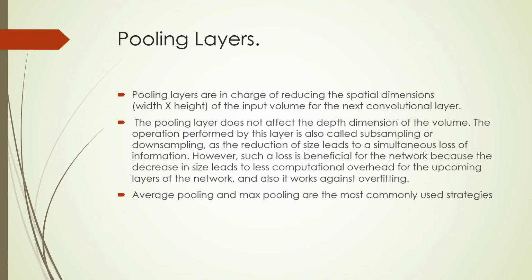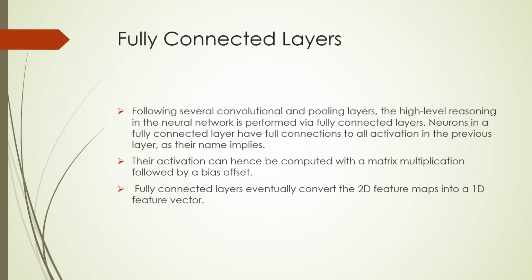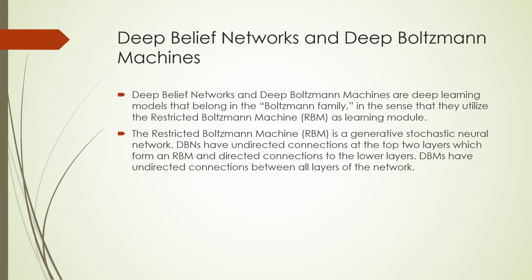Average pooling and max pooling are the most commonly used pooling layers. Following several convolution and pooling layers, the high-level reasoning in the neural network is performed via fully connected layers. Neurons in a fully connected layer have full connections to all activations in the previous layer, as the name implies. Their activation can hence be computed with a matrix multiplication followed by a bias offset. Fully connected layers eventually convert the 2D features into a 1D feature.